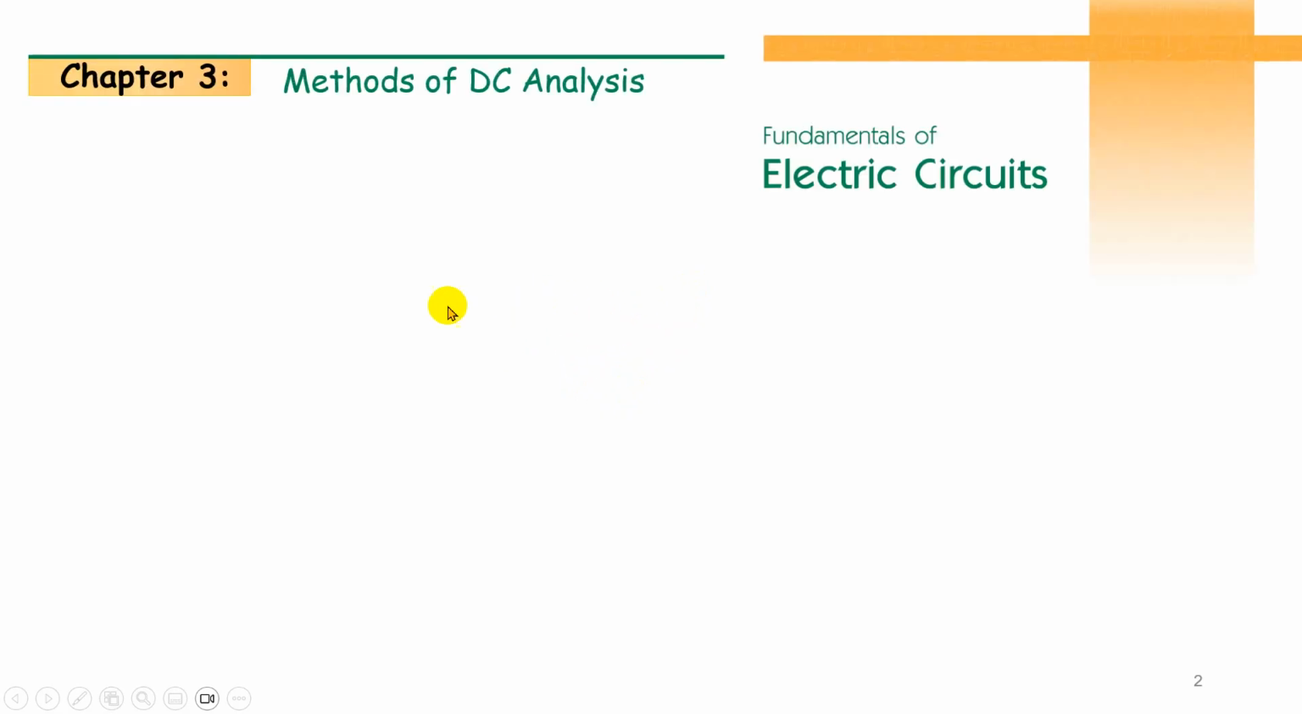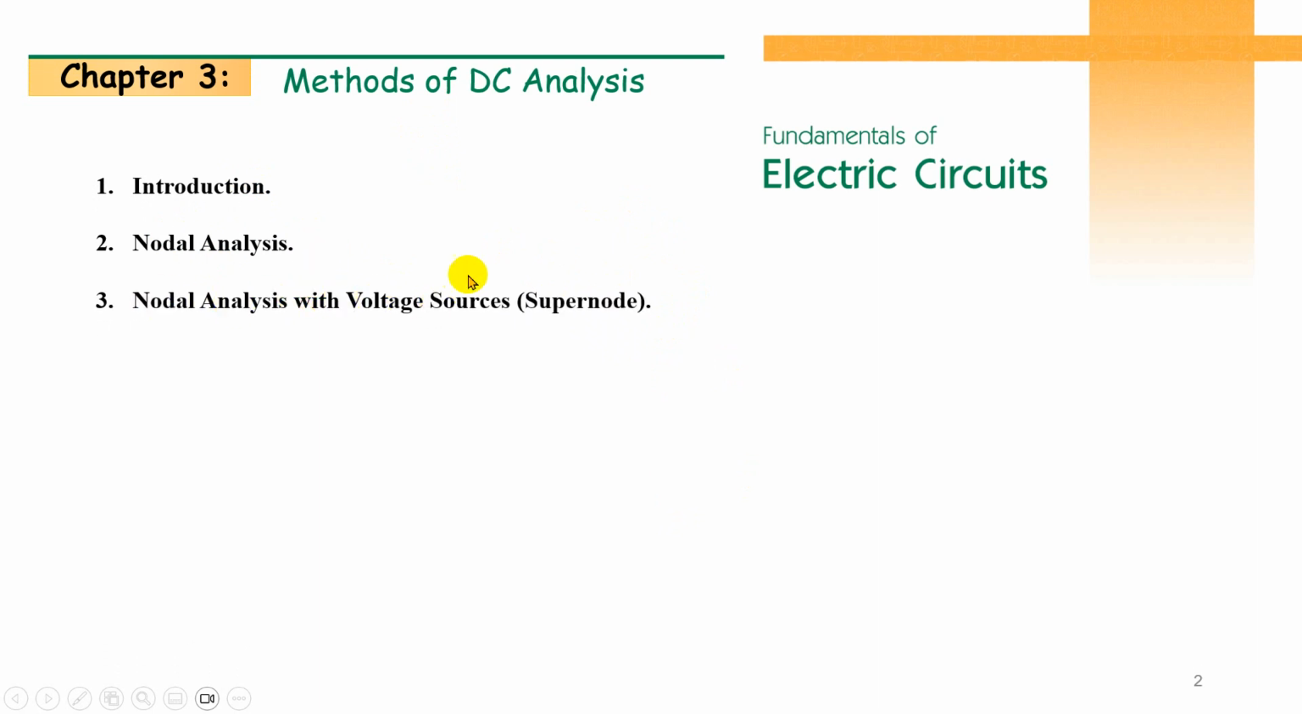That's called analysis. We have two basic methods: node analysis and mesh analysis. We'll study node analysis, and node analysis with voltage sources, which is also called super node. Why? Node analysis generally contains current sources only.